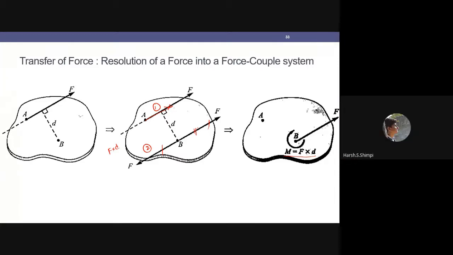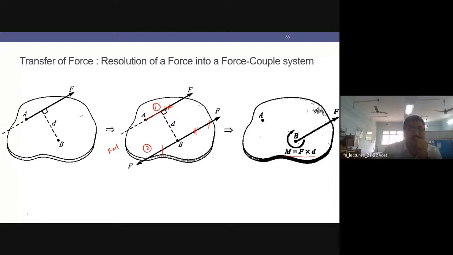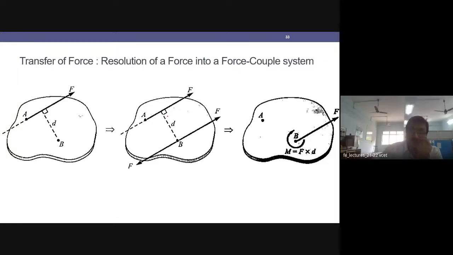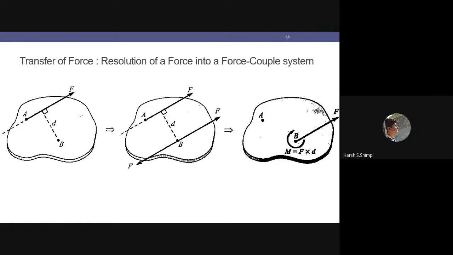Sir, one question. In the second figure, we have added F in the opposite direction. If we see by the figure, all of the F have the same magnitude. Therefore, through the point B, those F which are in opposite directions should cancel each other, no? Instead of that, they have produced that couple. Yes.